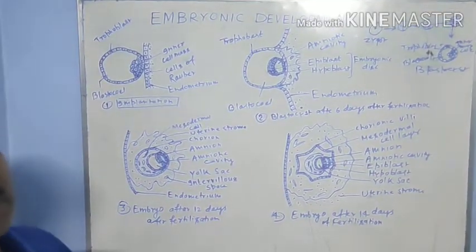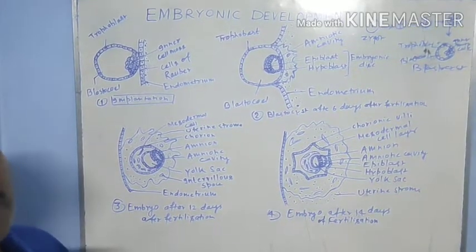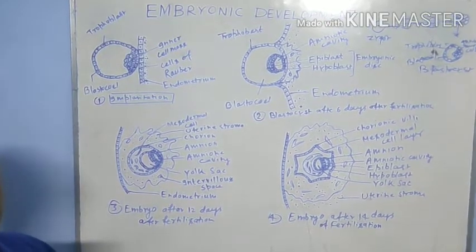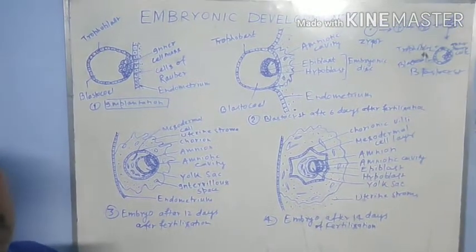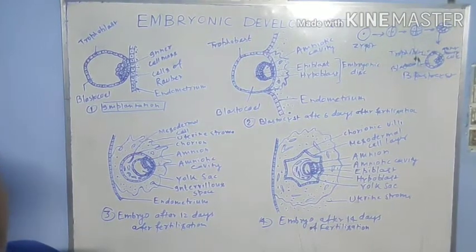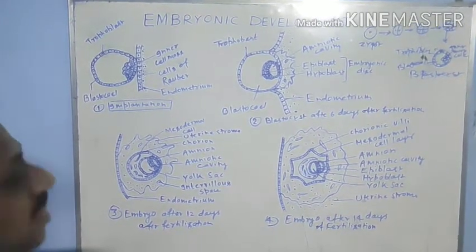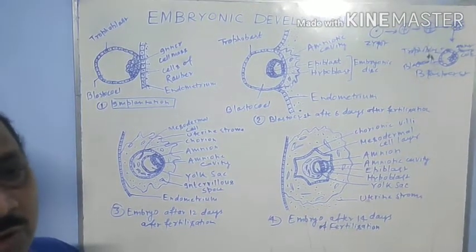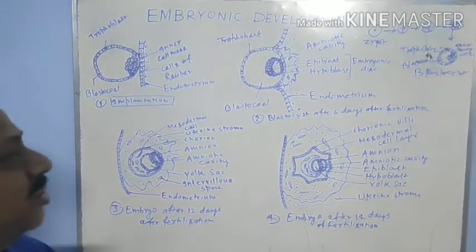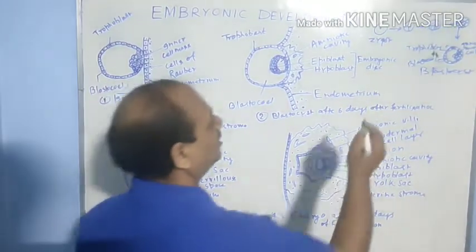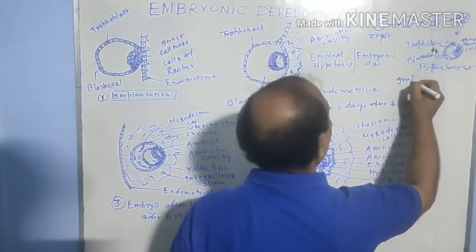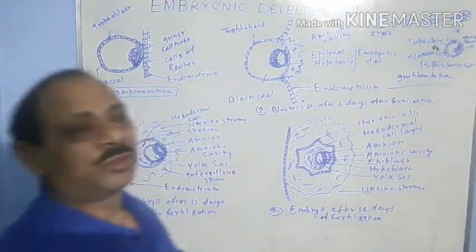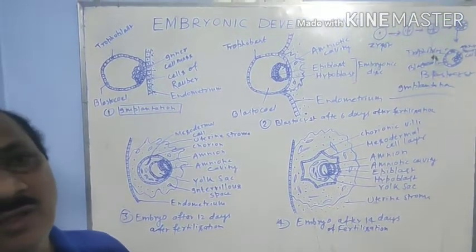It is formed 7 days after fertilization, and it attaches to the endometrium, the inner layer of the uterus. The process of attachment of the blastocyst with the endometrium is known as implantation. You can say it in Hindi, Garbhadhan.